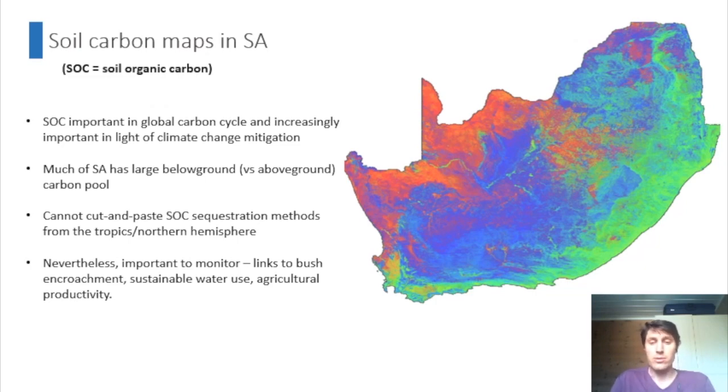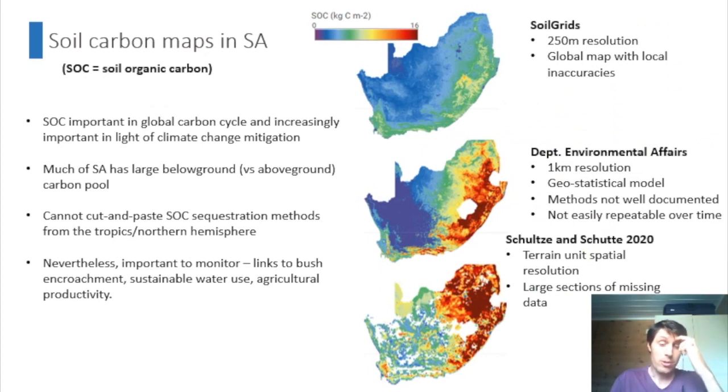So it's important to quantify soil organic carbon here, and to also link it to management activities and land use changes like bush encroachment, sustainable water use, agricultural productivity. To do that, we need soil organic carbon maps, and at the moment there are a few in South Africa, firstly being the Soil Grids map, which is a global data set at 250 meter resolution, and it has local inaccuracies as with many global data sets.